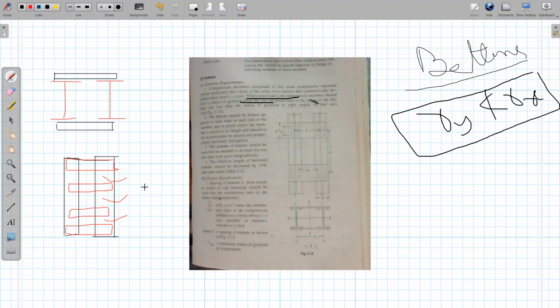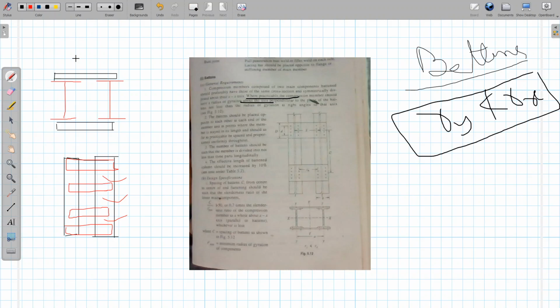The fourth guideline says that the effective length of a batten column should be increased by 10%. We know how to find the effective length of the column depending on the support conditions or end conditions. Whenever we are designing the column with batten members, it should be increased by 10%. Remember that battens are generally provided in case of axial loading, and when the spacing between the two members of a built-up column is very small, as close as possible, to tie them up we provide the battens. So these are some minimum general requirements for the design of battens.